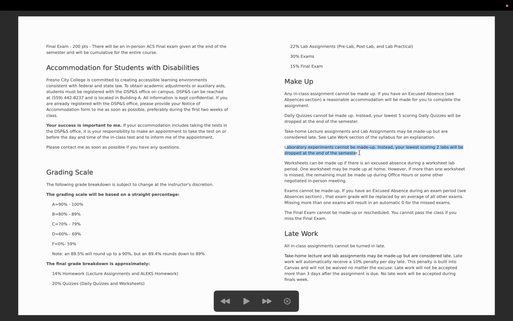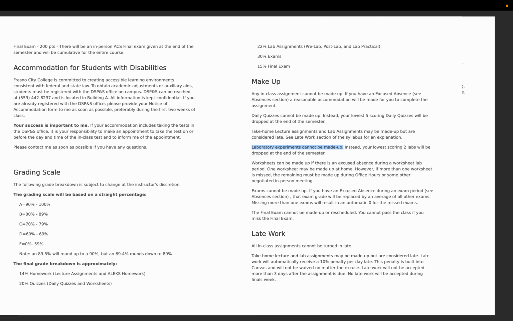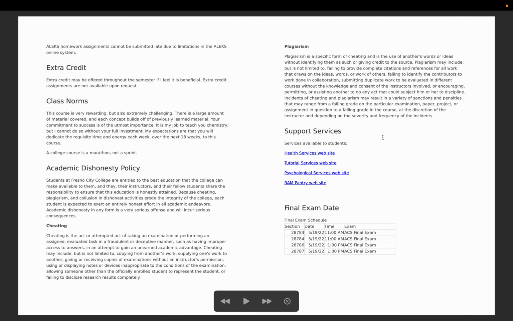The laboratory experiments cannot be made up. We don't have any extra days in the semester that I can use for any sort of makeup periods, just because of how a spring semester is structured. So instead, your lowest 2 scoring labs, these hands-on experiments, will be dropped at the end of the semester. So if you miss an experiment day, you're going to get a 0 for that experiment, but I'm going to drop your 2 lowest scoring experiments at the end of the semester. Again, you have to complete that minimum of 8. All right, and that's pretty much it.